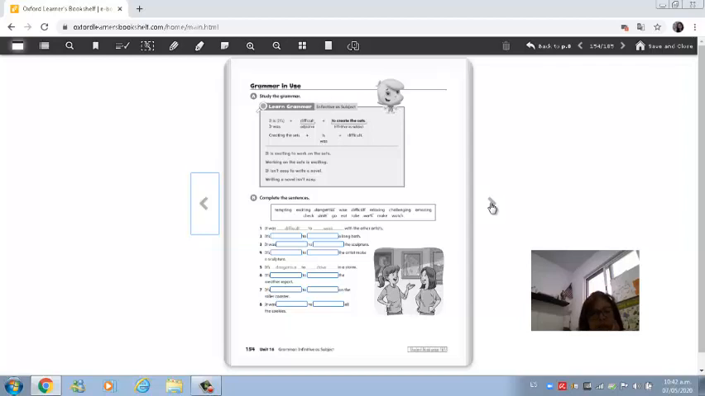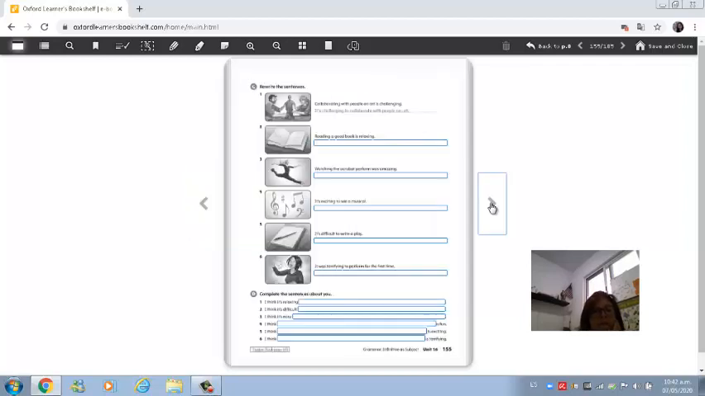Then page 155. You're going to rewrite the sentences. Here is the first example. Collaborating with people on art is challenging. You're going to change it to, it's challenging to collaborate with people on art. There you have your example. Just follow it. And then in D, you're going to complete the sentences about you.